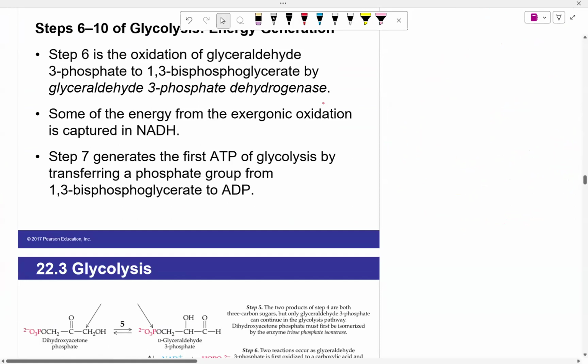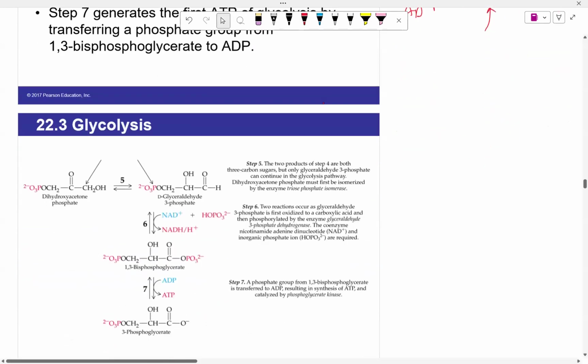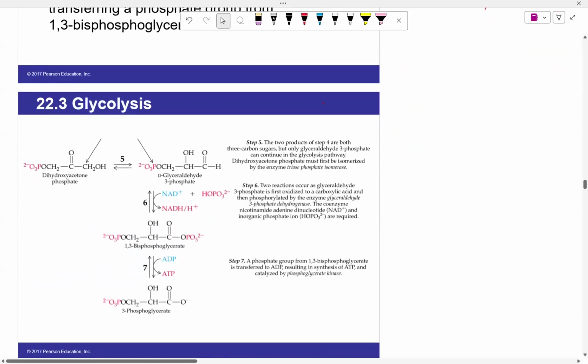Now, remember, one of the purposes of glycolysis is to produce ATP. This is the first step at which we produce ATP. So one thing we're doing here is we're going, so, and where's this coming from? It's coming from the glyceraldehyde group. So it's going to lose its phosphate to ADP and produce an ATP molecule. So that's going to happen right here.